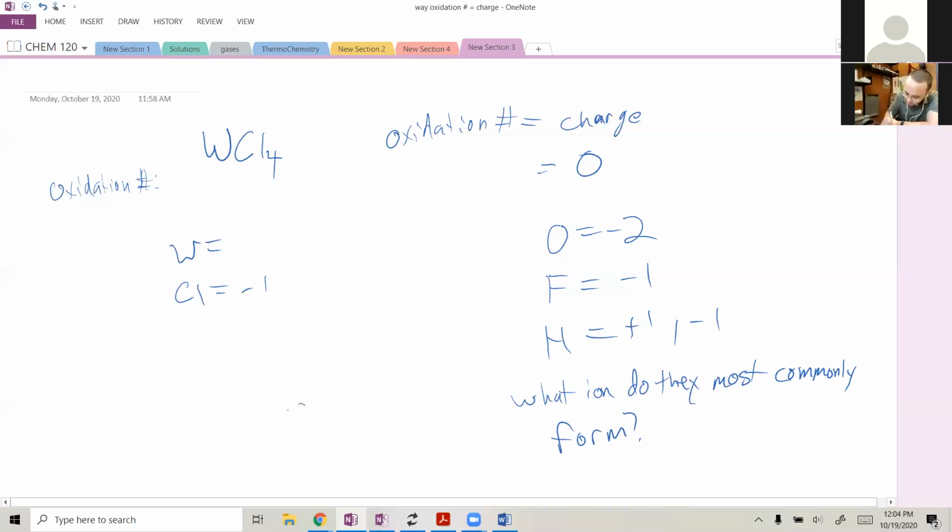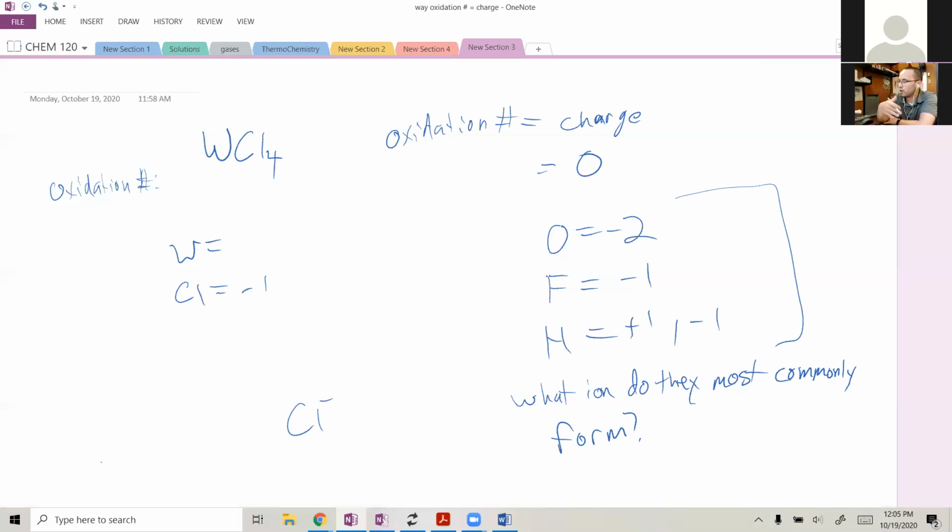Like how chlorine almost always forms a -1 ion because it's a nonmetal. It's very close to being a noble gas. It just needs to pick up one more electron. Tungsten, on the other hand, is a transition metal, and so we don't know what kind of ion it's going to form. We don't know the charge of it. And so that's how I figure out which one I might want to start with. Now, the hard part is that sometimes not all of those elements get to be their most commonly formed oxidation state. And so that's why there are these rules about who gets priority in that case.